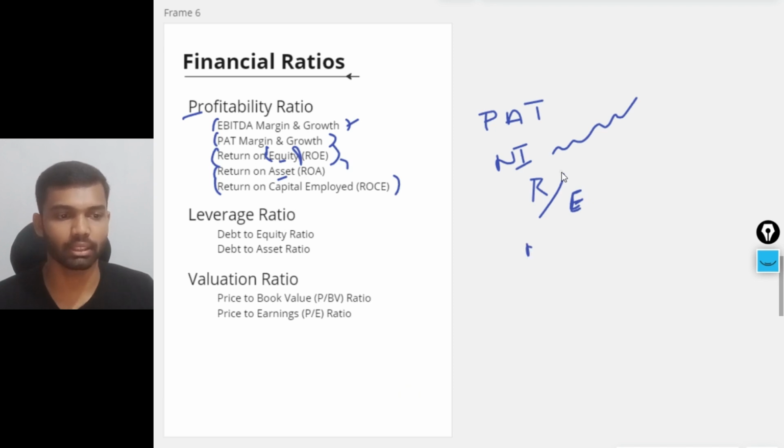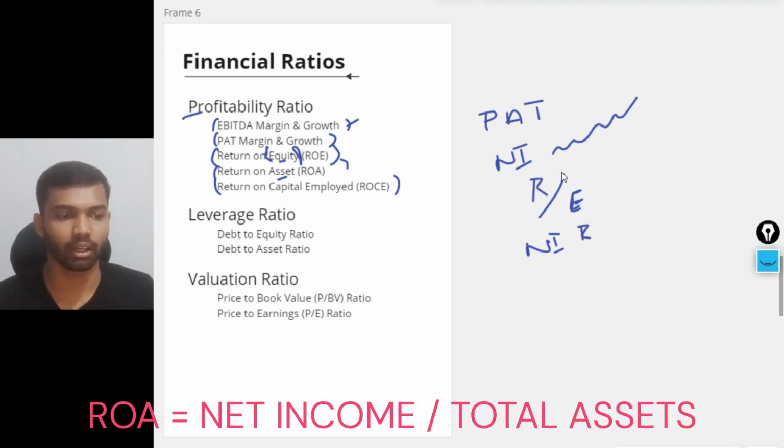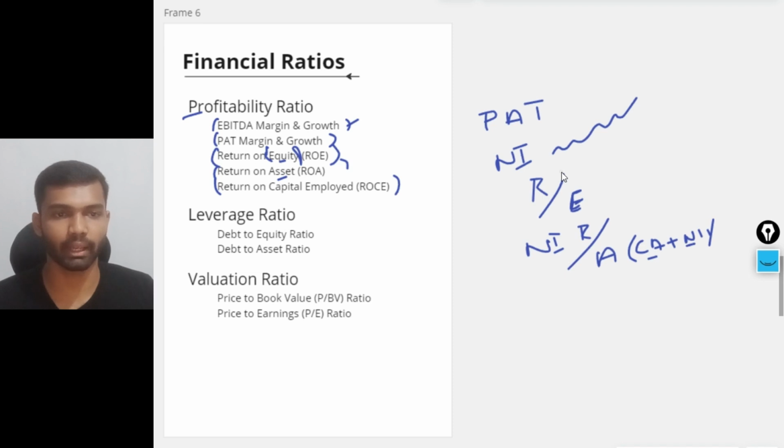As well as, if we divide the net income of the company by the total assets, that is the current asset plus non-current asset, net income divided by assets, then we can get the return on assets. And then the return on capital employed. The formula to calculate the ROCE is a bit complicated. We can see that in the next video in an in-depth way.